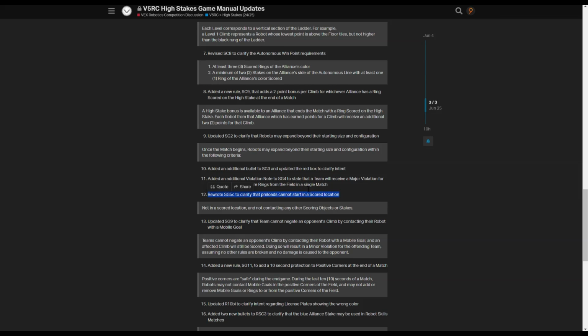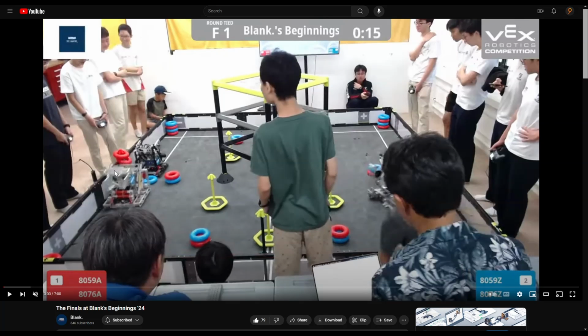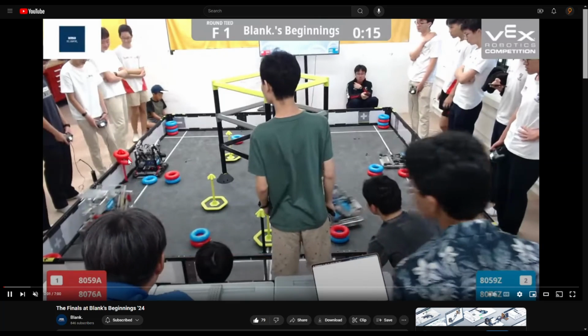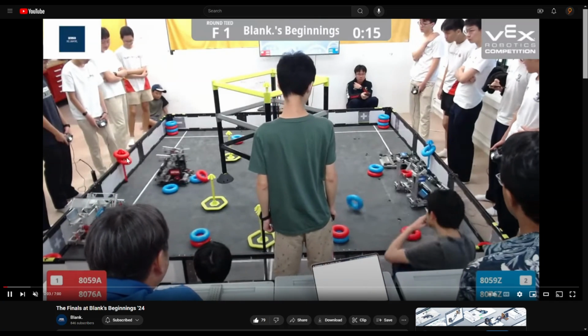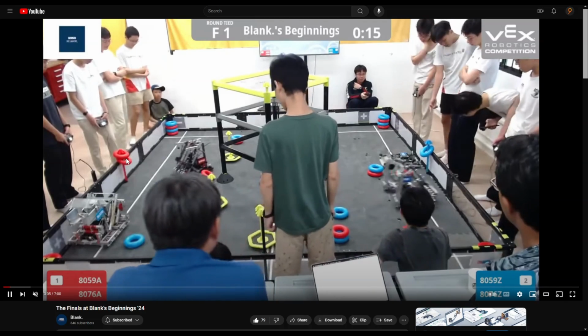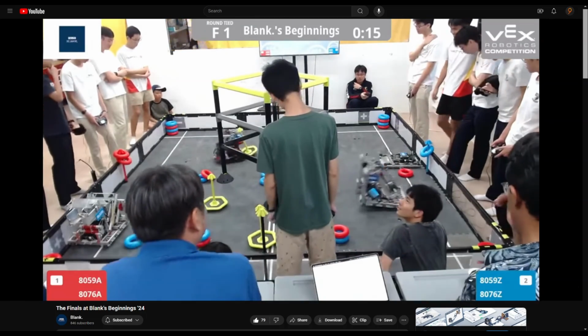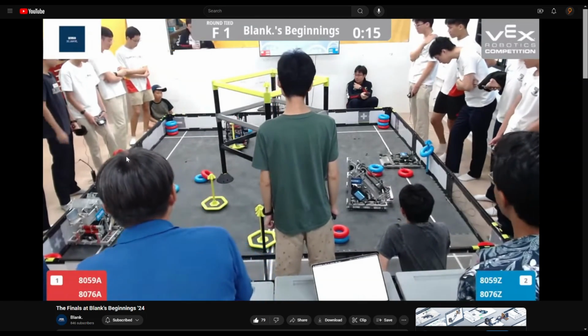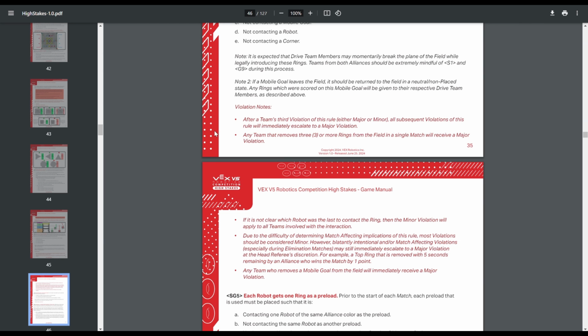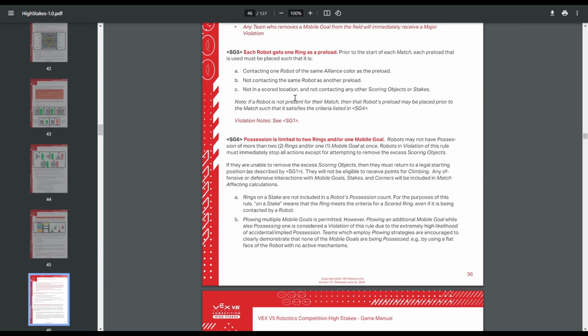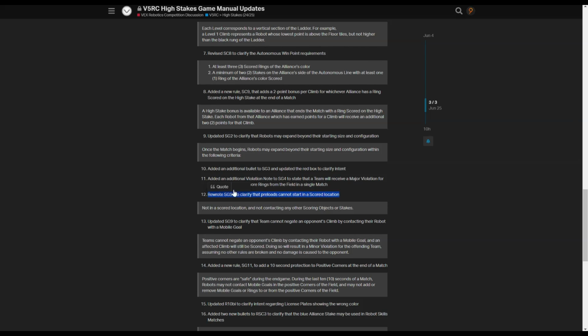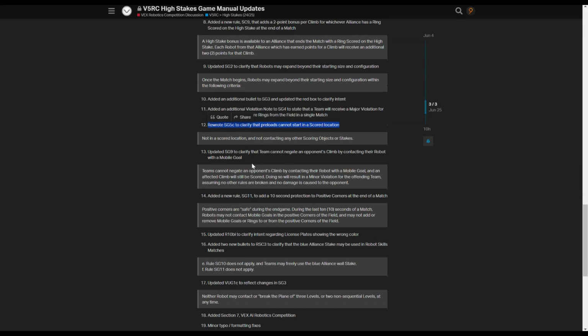So, rule SG5c to clarify that preloads cannot start in a scored location. A lot of people realized this pretty easily, but at this tournament in Singapore, that's a legal starting position. Their rings were just already scored. I don't know why GDC didn't pick this up when the game manual came out. Like, everyone and their grandma noticed this immediately. So now, sad, you cannot have robots starting the preloads in a scored position. Also can't be touching other scored objects or stakes. So, sad, GDC fixed a loophole. Because they don't want fun.